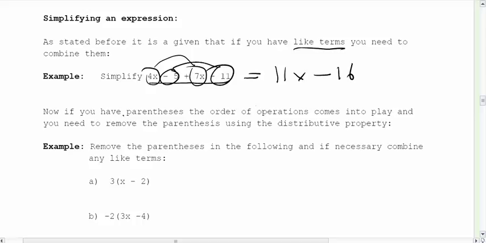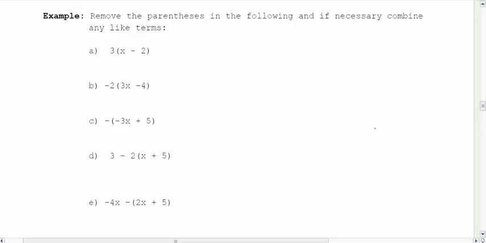Now, if you have parentheses, the order of operations comes into play. You need to remove those parentheses by applying the distributive property. In other words, when you have an expression, your first step is going to be to get rid of your parentheses. You make sure you take the number on the outside and distribute it across everything on the inside, each term on the inside. So, stop the video, work the problems, here we go.